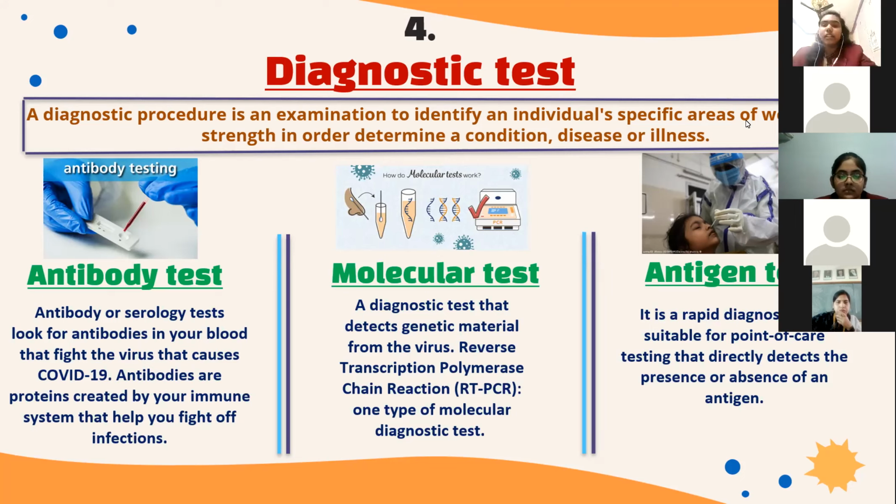First, antibody test. Antibody or serological tests look for antibodies in your blood that fight the virus COVID-19. Antibodies are proteins created by your immune system that help you to fight off infections. Second, molecular test, a diagnostic test that detects genetic material from the virus. RT-PCR is one type of molecular diagnostic test.